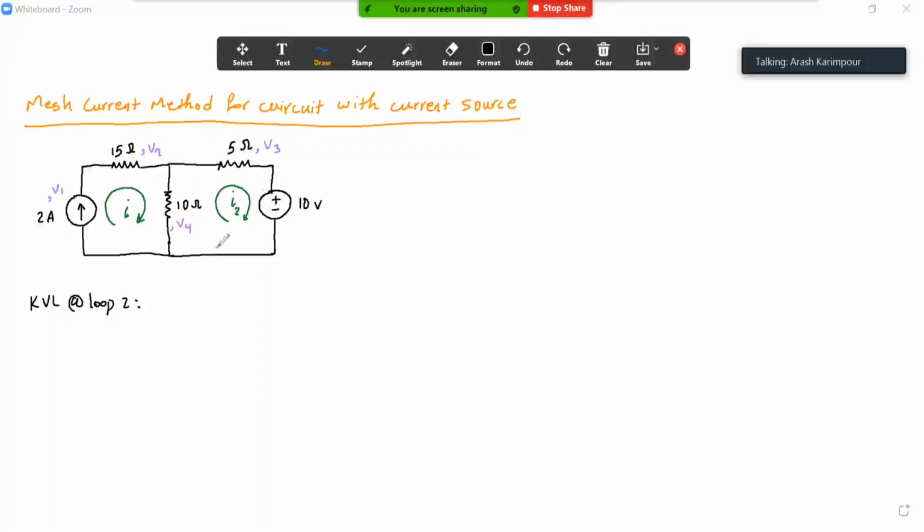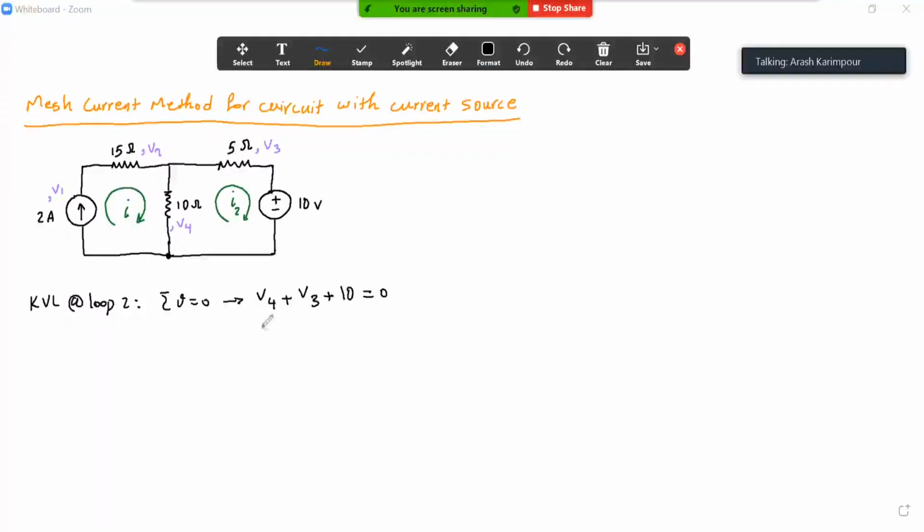In the second loop, I start from here, go all the way and come back to the starting point, and add all the voltages together. I know that all the voltages should sum to 0. The very first voltage I have here is V4, then plus V3, and then here, because I first hit the plus sign of the voltage, it's going to be plus 10 volt, and that equals 0.